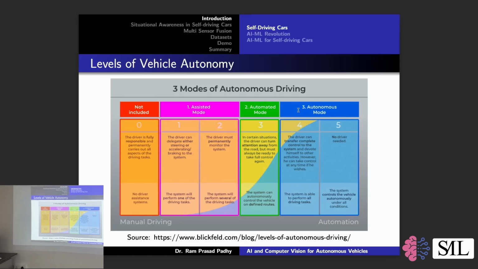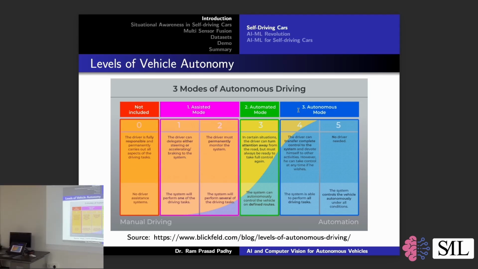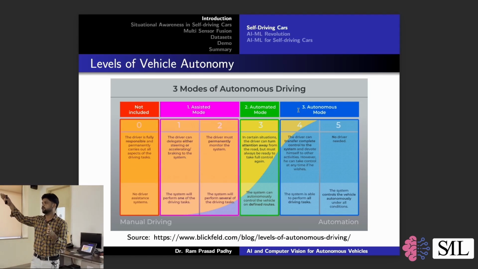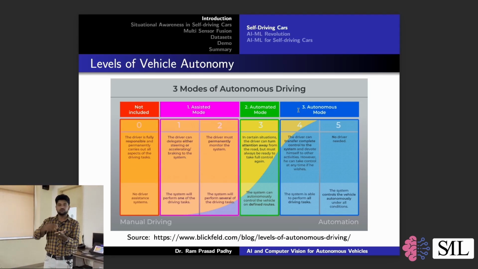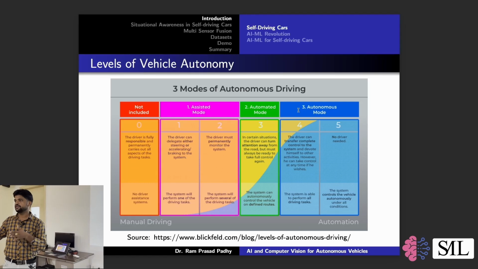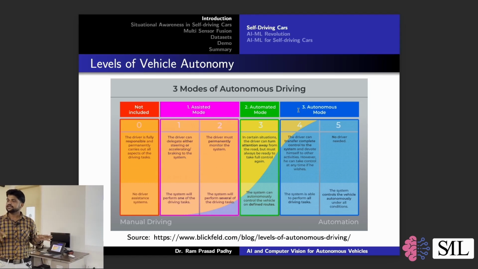So the Society of Automotive Engineers, SAE, have defined different levels of autonomy, starting from level 0 to level 5, describing how a car can be autonomous. Level 0 autonomy means the driver is fully responsible and permanently carries out all the aspects of driving. That is the car that we currently see on our roads. There is no autonomy involved. But slowly they increase the autonomy level.